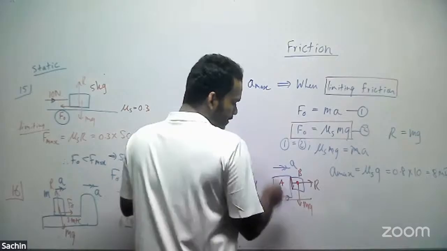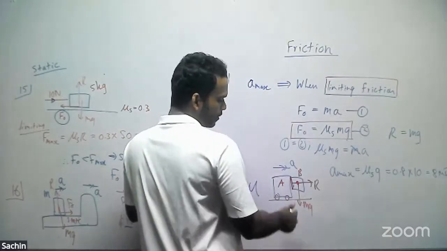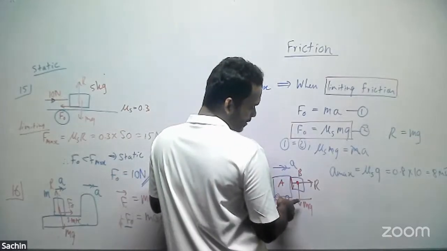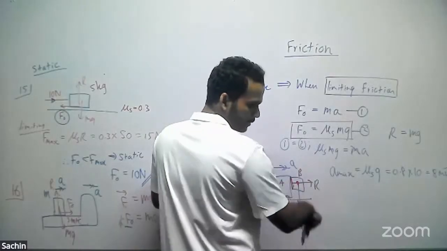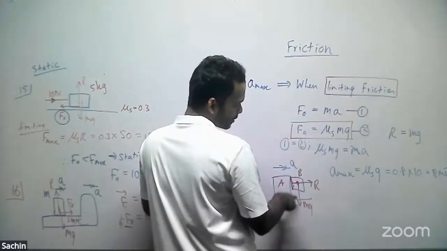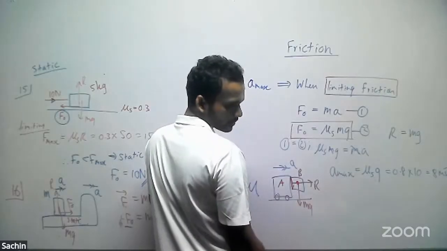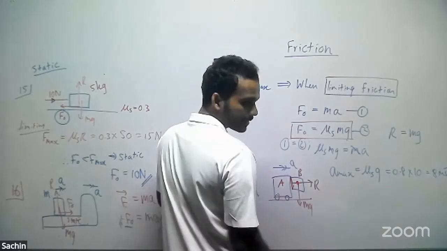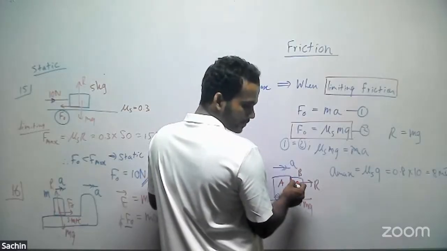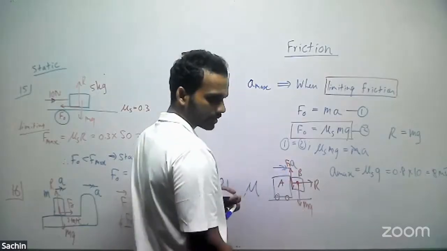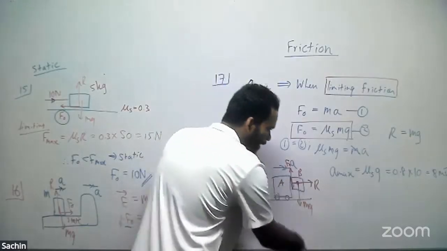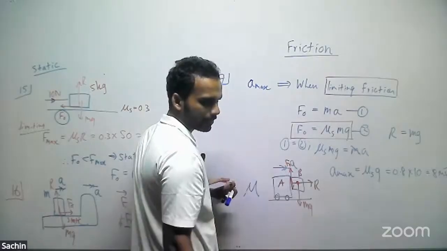But what happens if only these two forces exist? If only these two forces exist, then because of this mg, B should slide down along this surface. But it does not. Why? Why doesn't it come down? That's because of the friction force. While the weight tries to pull it down, friction holds it back.